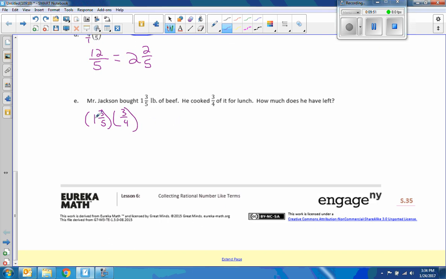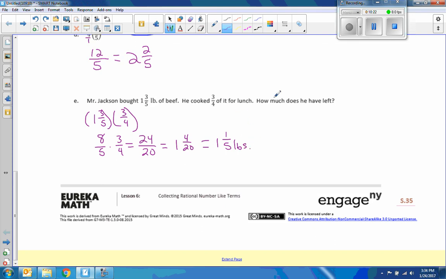Okay, again, I can't multiply these yet, so I'm going to make them improper. 5 times 1 is 5, plus 3 is 8 over 5, times 3 over 4, which is 8 times 3 is 24, 5 times 4 is 20. 20 goes into 24 once with a remainder of 4, and that reduces. 4 will go into 20 5 times, so that's 1 1/5 pounds.